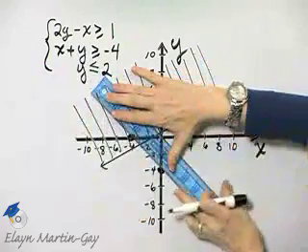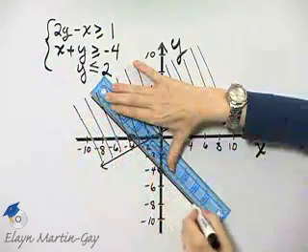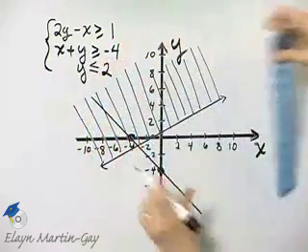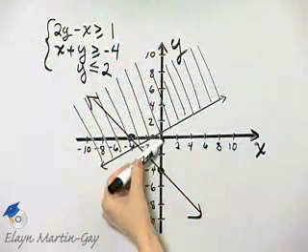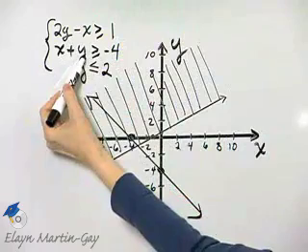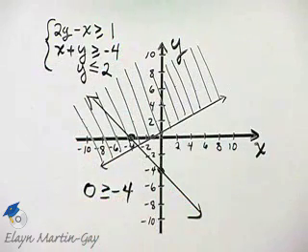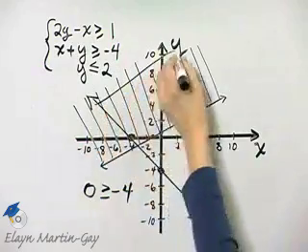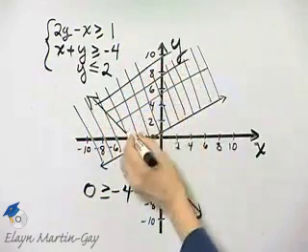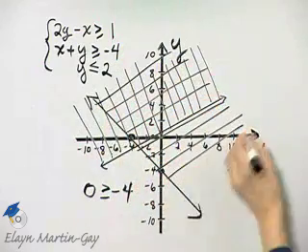All right, concentrate just on this line now. And I need to know whether I shade above this line or below this line. So we check a test point. I'll check 0, 0. If x is 0 and y is 0, is this a true or false statement? That is a true statement. 0 is greater than or equal to negative 4, so I will shade above the line, and I'm simply graphing the second inequality in the system.